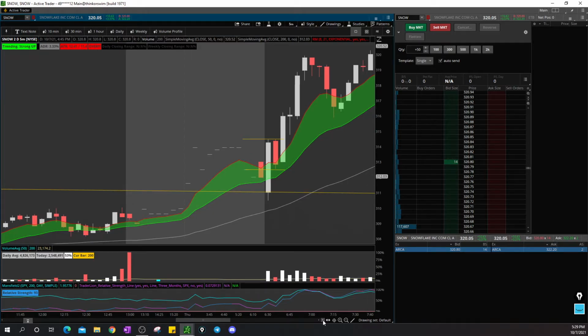319. Doji candle, a little selling, push through 320, a little rejection here over the high, closing still over the high. So remember, 321 is our first target. It's about 3R. You want to sell about 20% there, right?